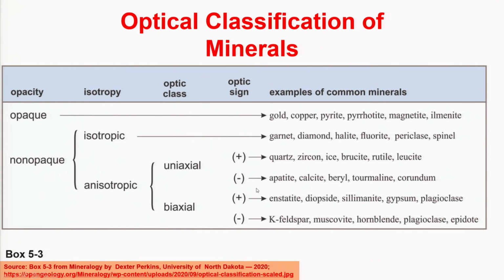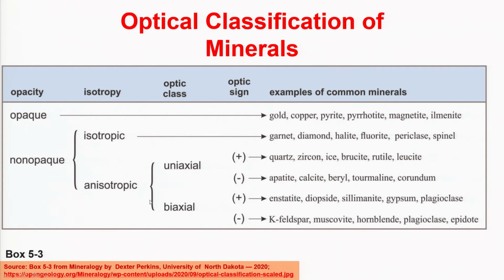And uniaxial negative minerals, they are apatite. The best example we always mention is calcite, and you have beryl, tourmaline and corundum. And you can also note another very important uniaxial negative mineral, we call it scapolite, which is a mixed silicate carbonate group of mineral.